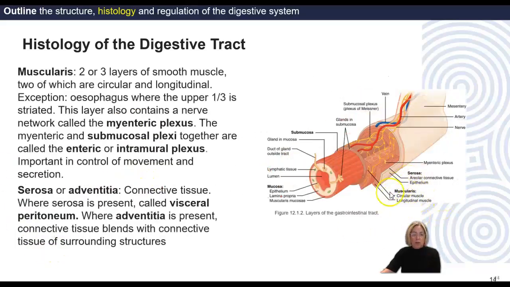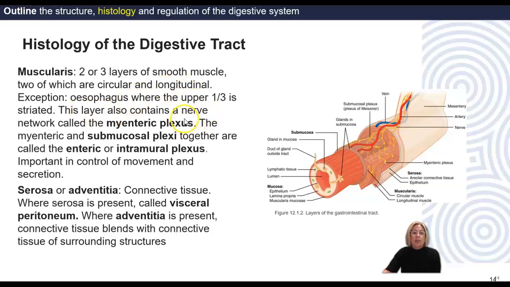Then we have the muscularis layer. Now, as its name suggests, it contains muscle. So the muscularis layer has 2 or 3 layers of smooth muscle, depending on the region of the digestive tract. The stomach has 3 layers, other regions have 2 layers. Now, 2 of these layers of smooth muscle are circular and longitudinal. We'll talk about the oblique layer in the stomach later. Now, there is one exception to this smooth muscle rule, the esophagus. The upper 1/3 of the esophagus is skeletal muscle. It's striated and it's under voluntary control. And the rest then is under involuntary control because it's smooth muscle.